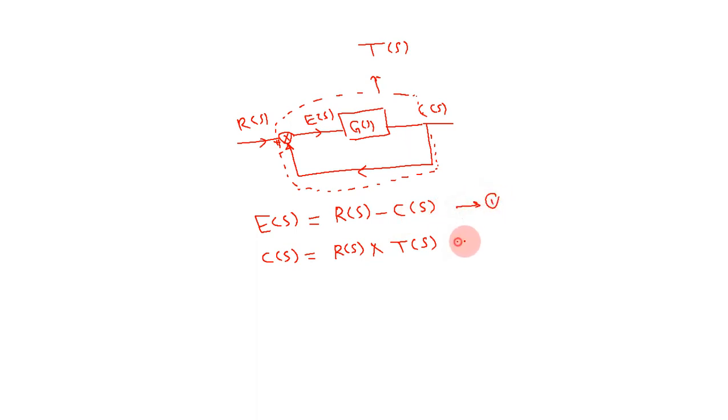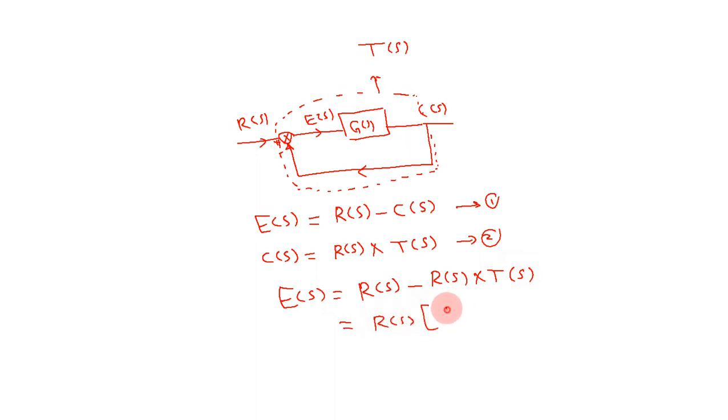So now if I substitute for the value of C(s) in the first equation, if we say this is equation 1, this one is equation 2, then E(s) will equal R(s), which is the input function, minus C(s), which equals also R(s) times T(s). Or if I take R(s) as a common factor outside the bracket, I have R(s) times 1 minus T(s). Now this will be the error function in the S domain, that means we are talking about the Laplace value, or the s operator, equal to R(s)(1 - T(s)).